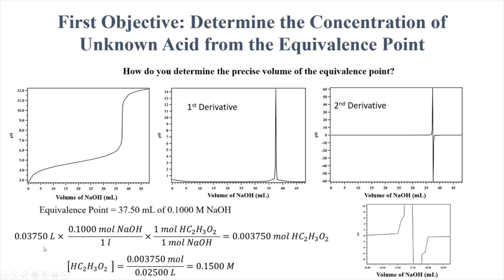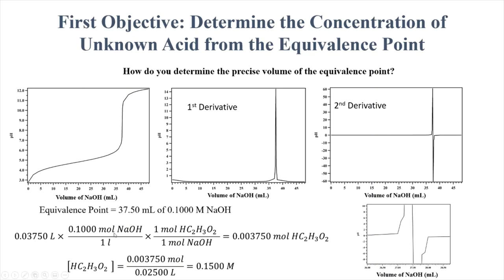Okay, so we decided from our second derivative graph that the equivalence point is at 37.5 mL of 0.1 molar NaOH. So now if we want to know what the concentration of the acetic acid was originally, we have to do some stoichiometry. So we're going to convert this to liters, 0.03750 liters. We know that our concentration is 0.1 moles for every 1 liter. This was the standardized solution that this particular student used. So in this case, in experiment 15, they figured out that their solution was exactly 0.100 moles per liter. In your case, it's not going to be that. It's going to be some other number that you determined in experiment 15. So you're going to use your number, not this number.